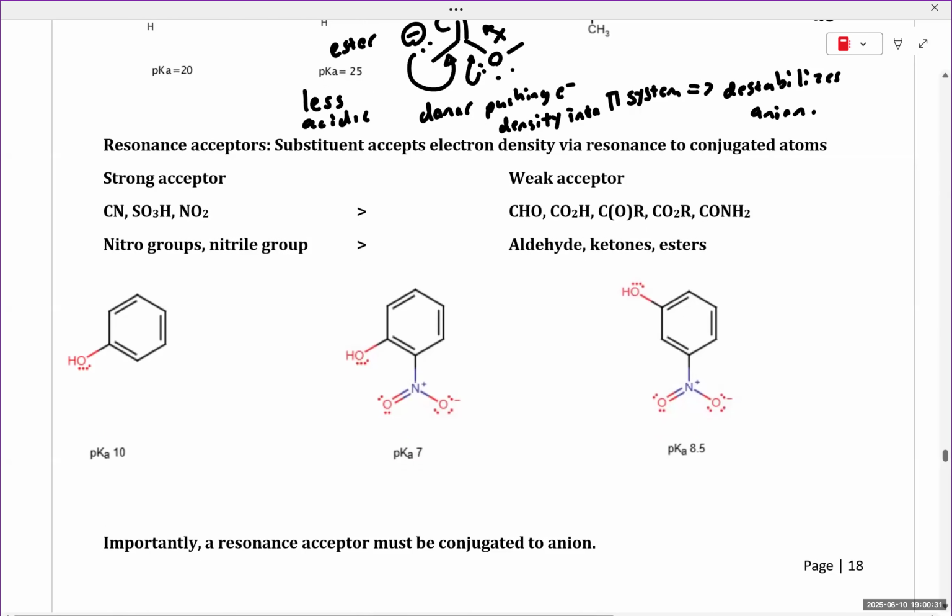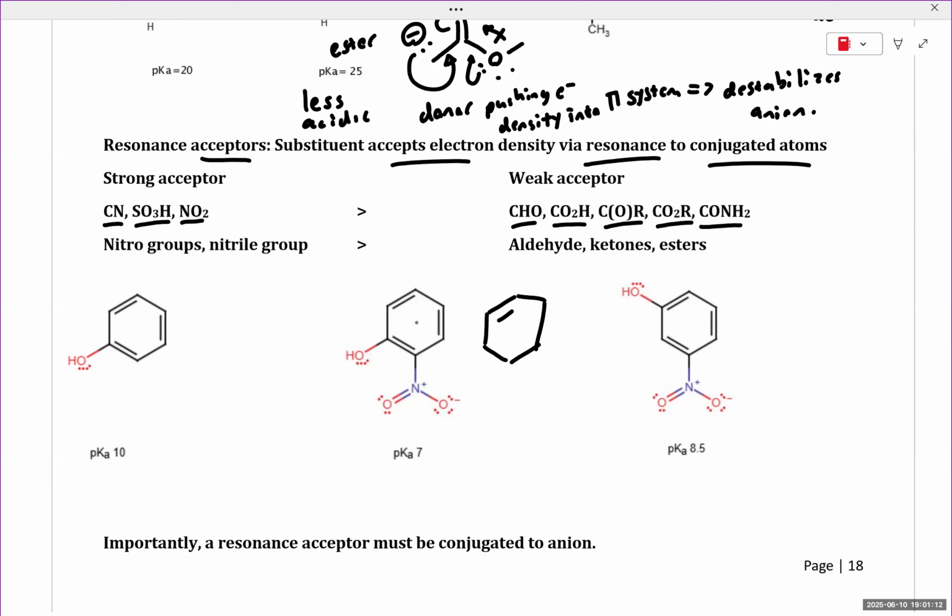As a converse idea, resonance acceptors are substituents that accept electron density via resonance to conjugated atoms. Strong acceptors include nitriles, nitro groups, and sulfonates. By the same token, weak acceptors include aldehydes, carboxylic acids, ketones, esters, and amides. We can see the effect of adding resonance acceptors. For example, if we look at a phenol, which has a pKa of between 9 and 10, if we add a nitro group, which is a resonance acceptor, we see that the pKa drops dramatically to 7.